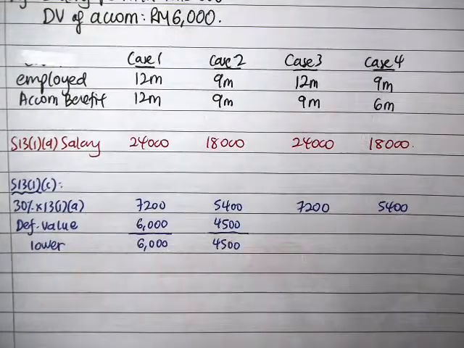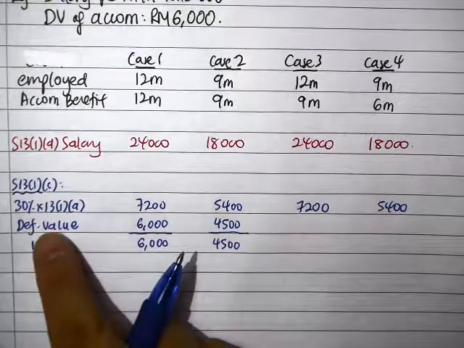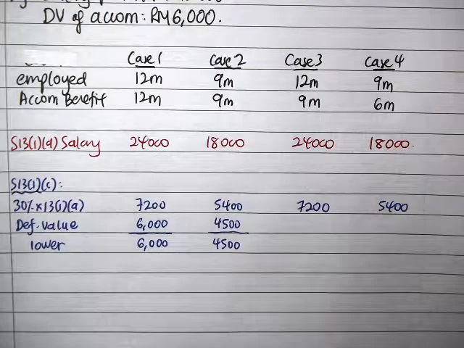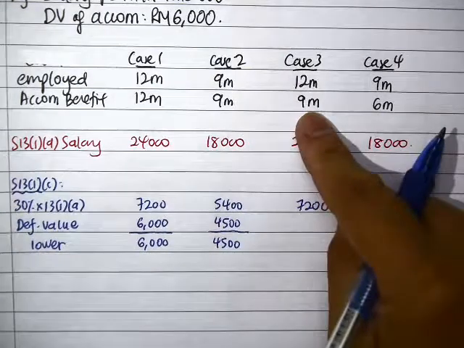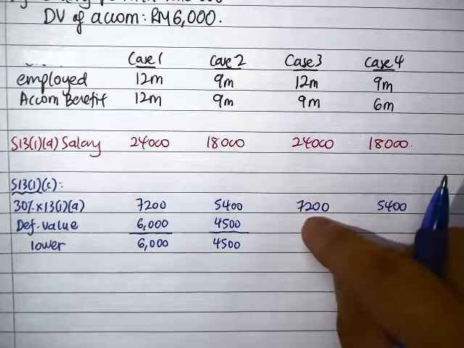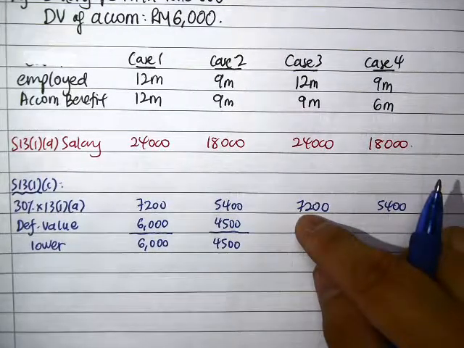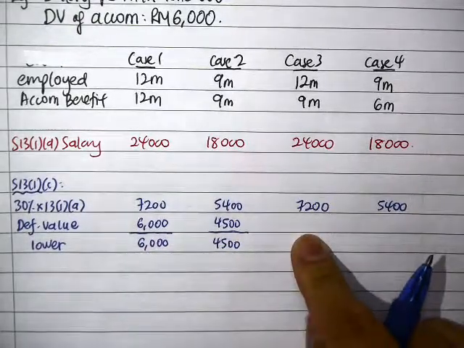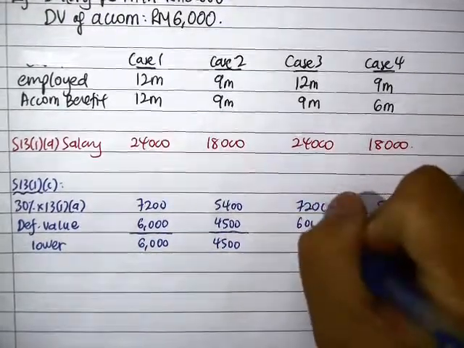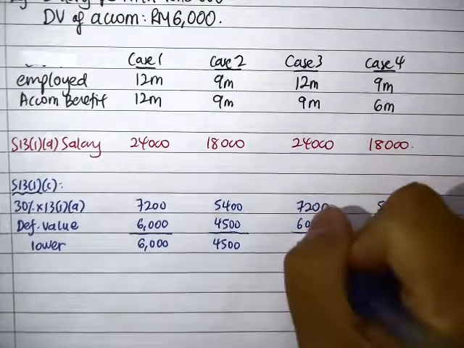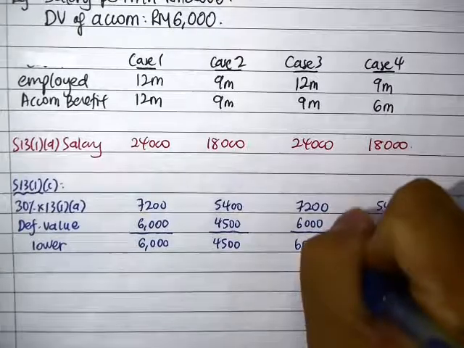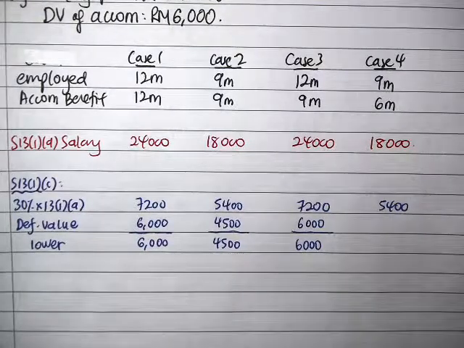Now the third case right now, my defined value should be for how many months? You only get 9 months accommodation, but the 13.1A is 12 months. So you cannot put 4,005 here. You still have to go back to 6,000, compare and choose the lower. So the lower will be 6,000. Now if you don't do that, then your answer will be wrong.